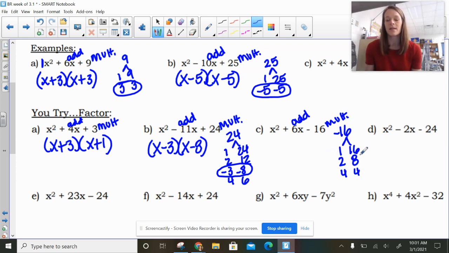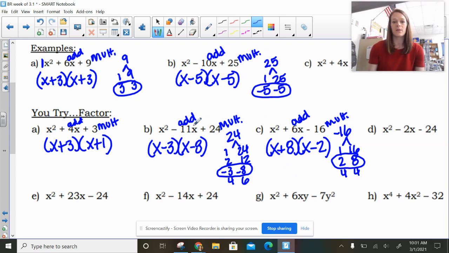If I subtract 16 and 1, that's 15. If I subtract 4 and 4, that's 0. The only two I can subtract to get 6 will be 8 and 2. So x and 8, x and 2. But I want this positive 6, so that's going to have to be a positive 8 and a negative 2, because 8 minus 2 is 6. All right, and now I'm going to leave some of the rest of these for you to work through. You can cross G out.